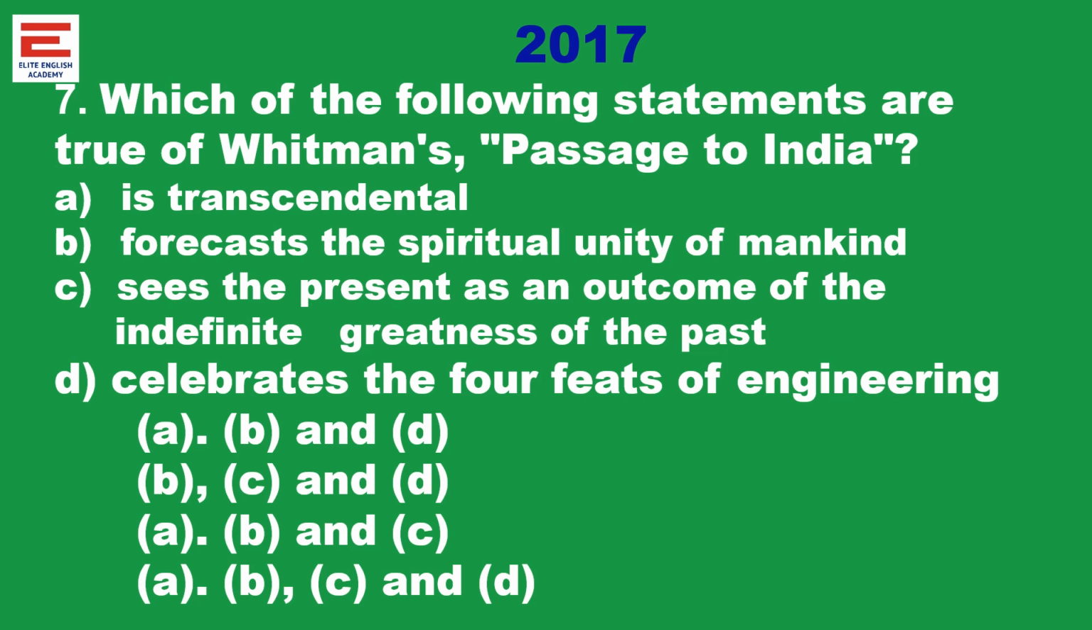Which of the following statements are true of Whitman's Passage to India? Transcendental forecasts the spiritual unity of mankind, sees the present as an outcome of the indefinite greatness of the past, celebrates the feats of engineering. Just based on the introduction to this book, Passage to India, you can easily fix the answer. All these things are discussed. There is transcendental unity of mankind. Everything is celebrated. So the answer is the last option, A, B, C and D.